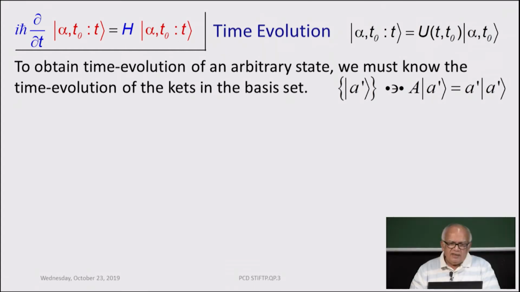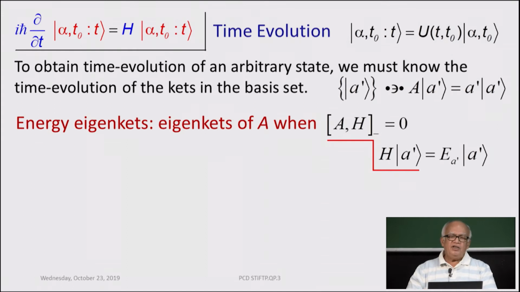So now consider the time evolution of arbitrary states. So alpha is an arbitrary state at time t0, and we are going to consider its time evolution. The rate at which this evolves with time is given by its time derivative, and this rate equation is nothing but the time dependent Schrodinger equation.